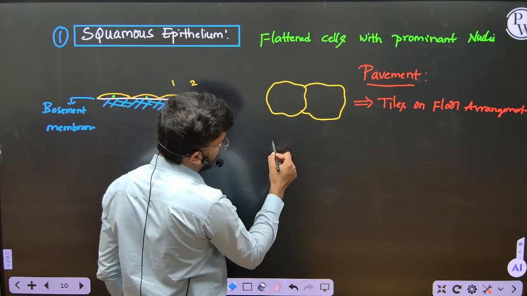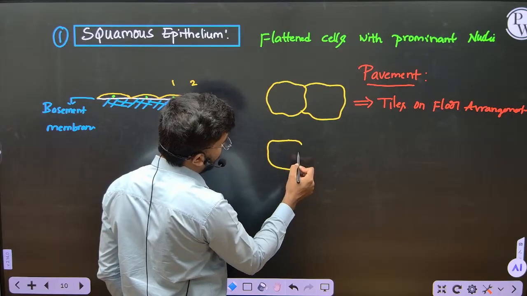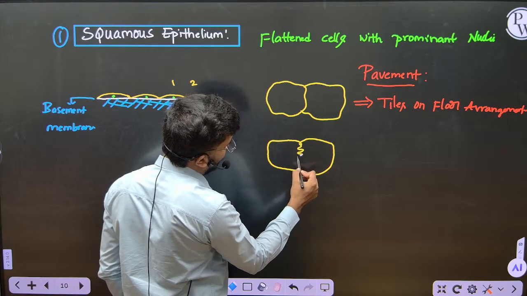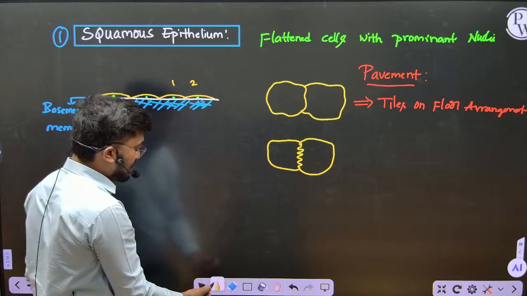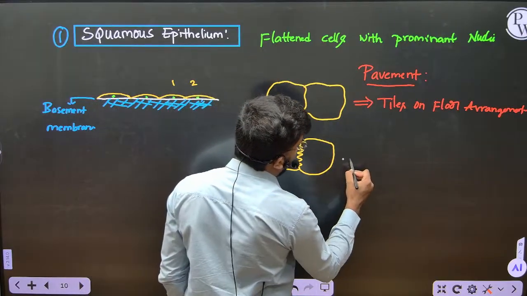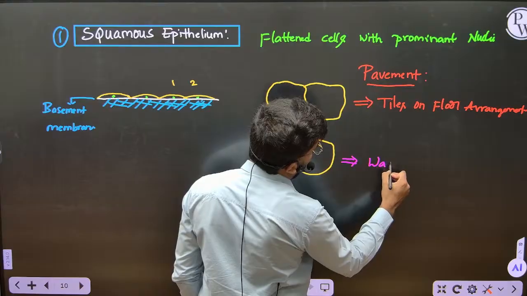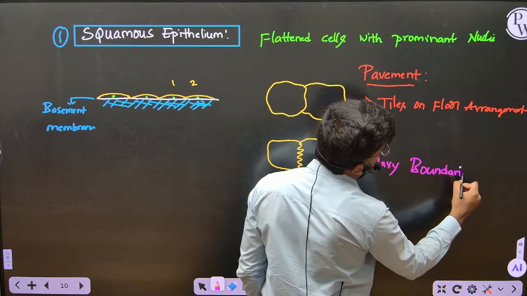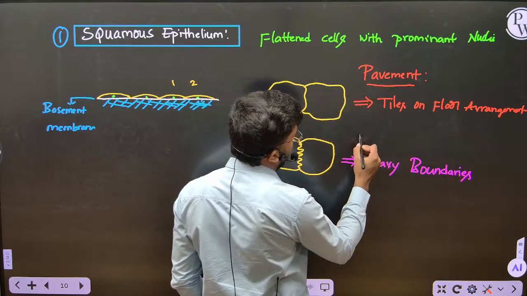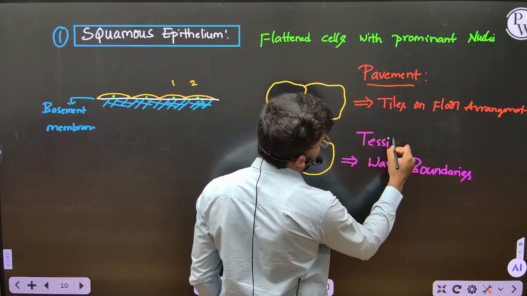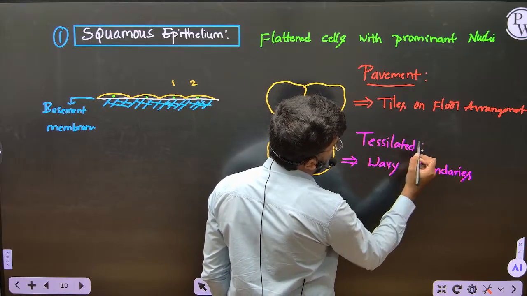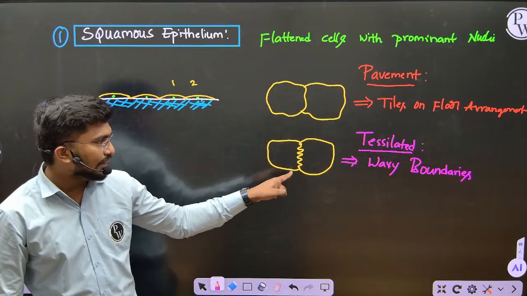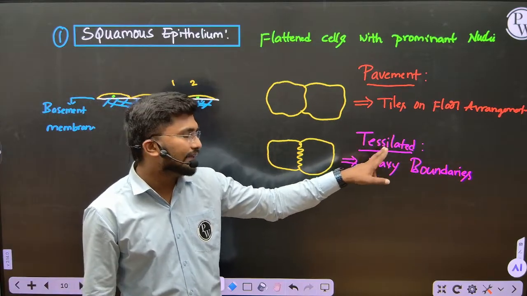If you notice, between the cell and cell, this is one epithelium, squamous epithelium. It is another squamous epithelium. It is having wavy boundaries like this. As it is having wavy boundaries, we are calling this epithelium tessellated epithelium. Understand why I am calling it tessellated? Because it is having wavy boundaries. That's why I am calling it tessellated epithelium.